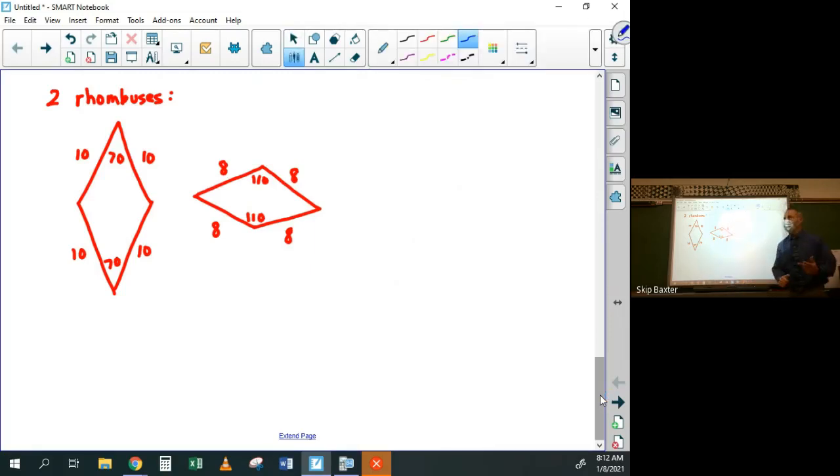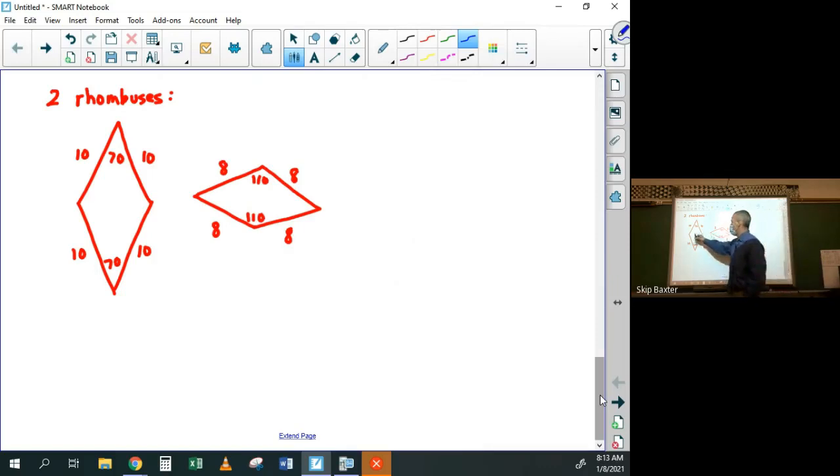So, same two questions. Do the angles match up? Are they all corresponding pairs of angles congruent? And secondly, are the sides proportional? Okay, so angles first. Well, if this is 70 and this is 70, what do these two angles have to be? 110. How do you know that? Because that's what has to be added to 360.